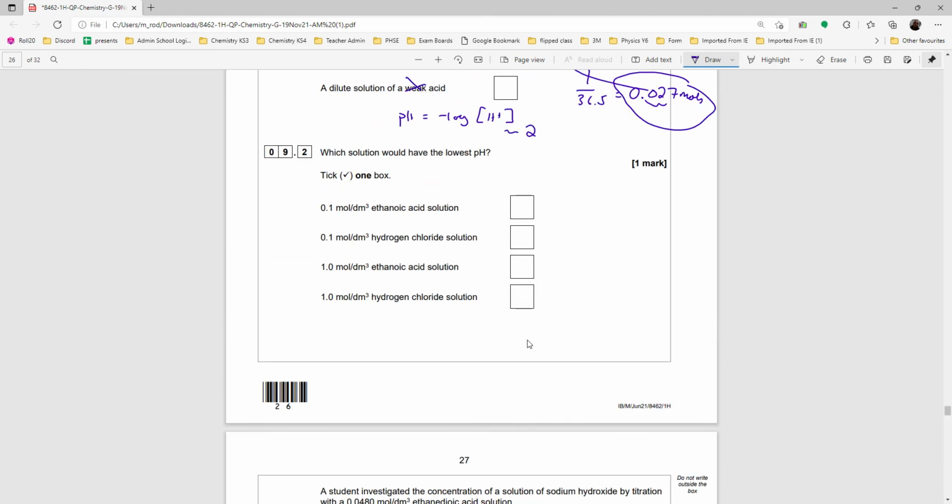Which solution? Oh, I believe this is the right answer for this one. I will be checking with the mark team later. Which solution would have the lowest pH? Well, that's easy. The one with the lowest pH has got to be the most acidic, which means it has to have the highest concentration of acid, which is not going to be this one or this one, and it has to be the strong acid, which is going to be that one, which of course is the hydrogen chloride from before.